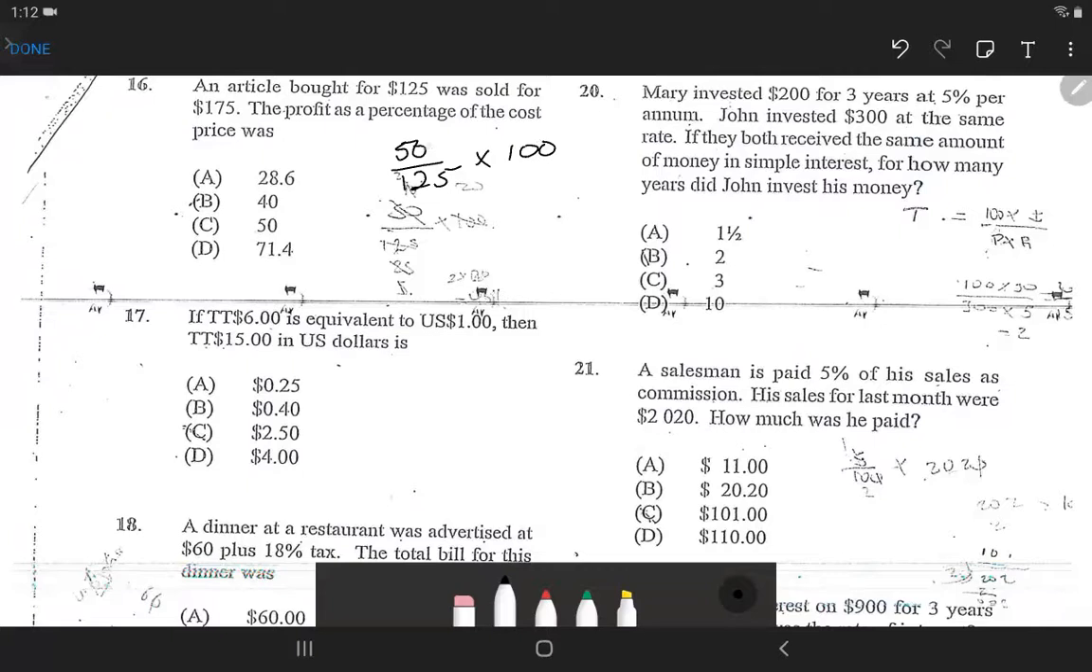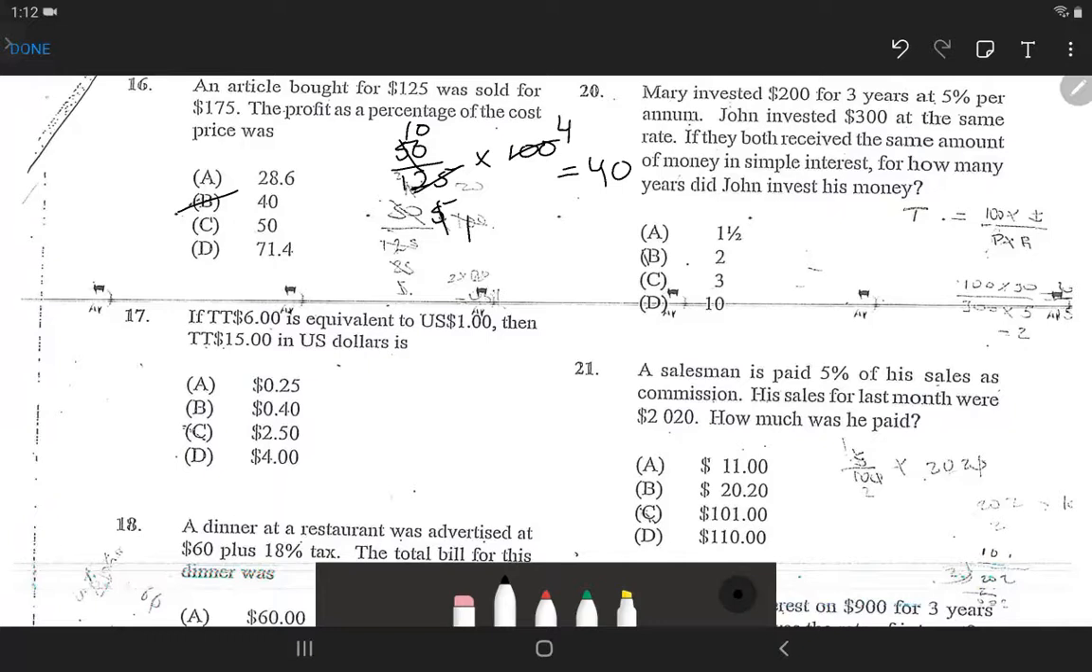So 25 into 125 is 5. 25 into 100 is 4. 5 into that is 1. 5 into 50 is 10. 10 fours are 40. So this is 40%.